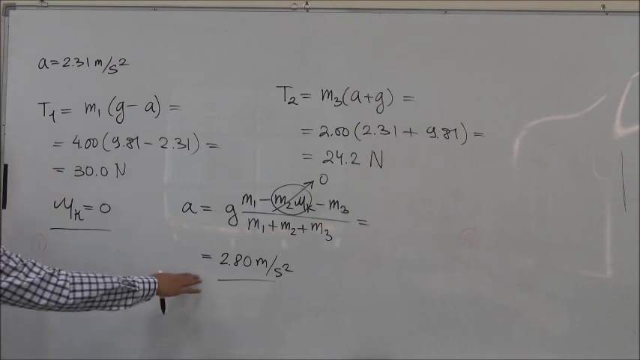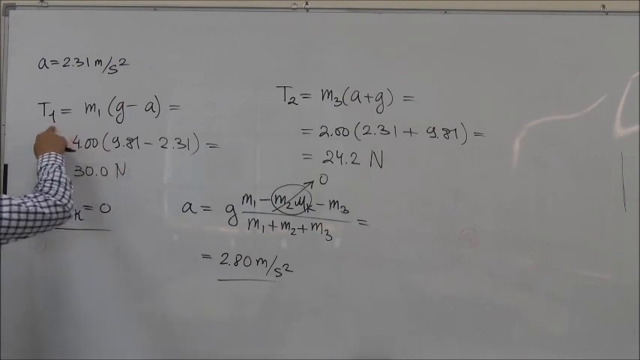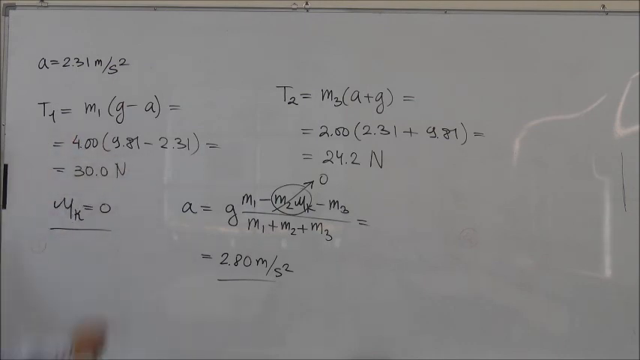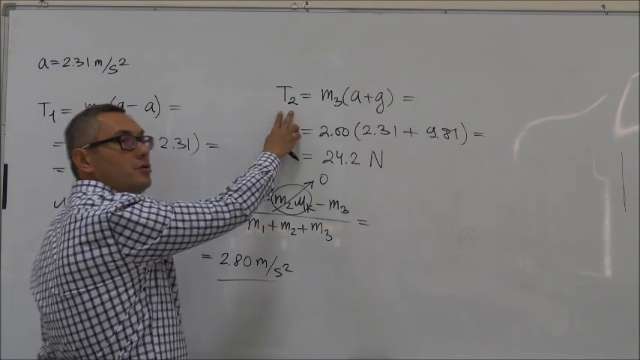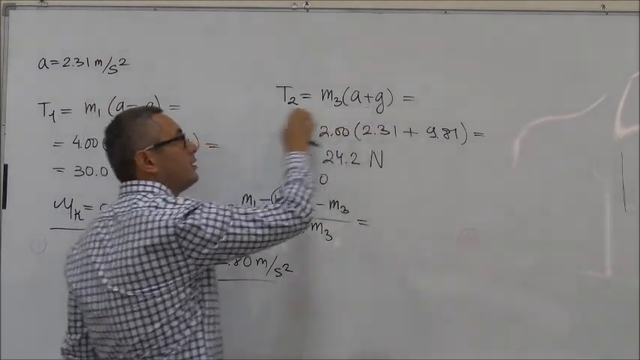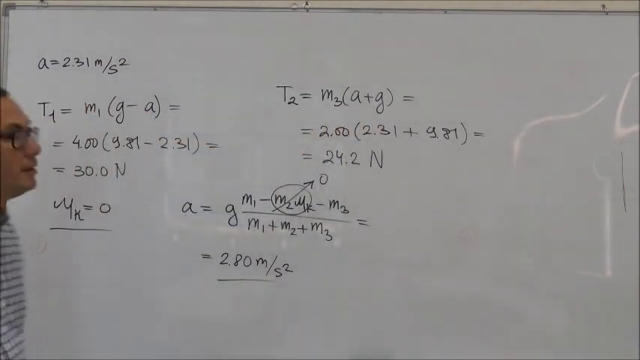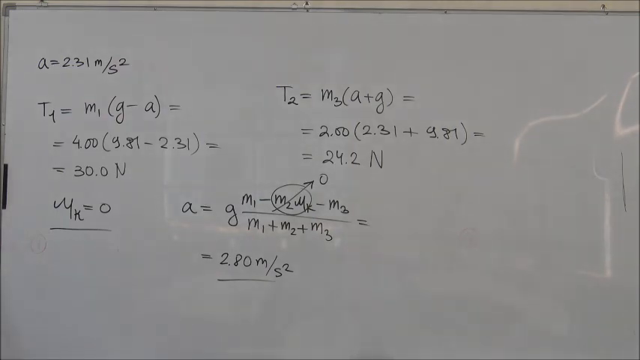So if the acceleration increases, let's look at tension 1. This will decrease tension 1. As for tension 2, because we have a summation here, tension 2 will increase. So the answer to part D is tension 1 will decrease and tension 2 will increase because of the increase in the acceleration of the system.